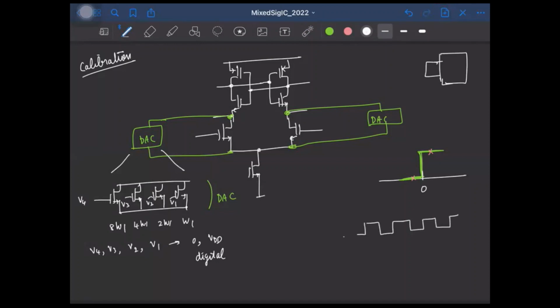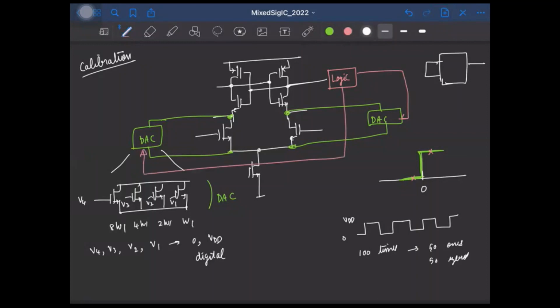Even if it doesn't toggle exactly for each cycle, if you fire the comparator and record the output, say 100 times, you will have exactly 50 ones and 50 zeros. Now we can use this information to try and correct for the offset. So we can short the input and look at the digital output, the comparator output, and have some logic here that will control both these DACs.